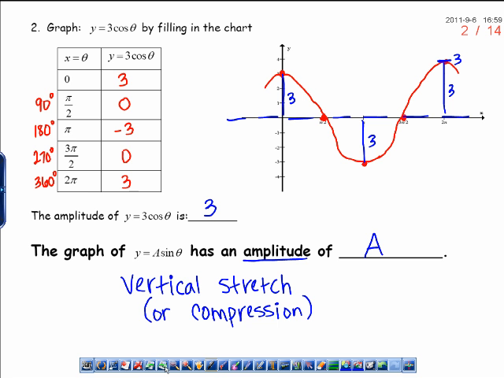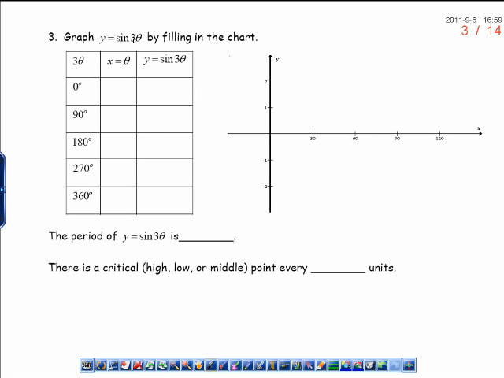Okay, on the next part, you notice we have a number again, but it's not being multiplied to the entire trig function. It's just being multiplied to the angle. And so thinking back to transformations, this is not going to be a vertical stretch or compression. This is going to be a horizontal stretch or compression. This is going to change our period, the cycle, and all of that in something called frequency.